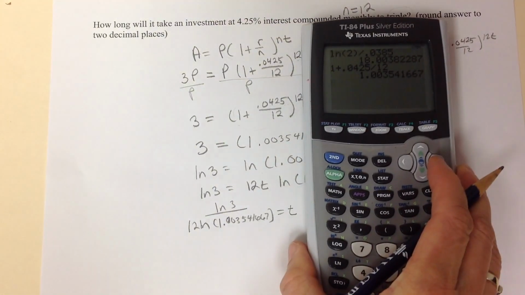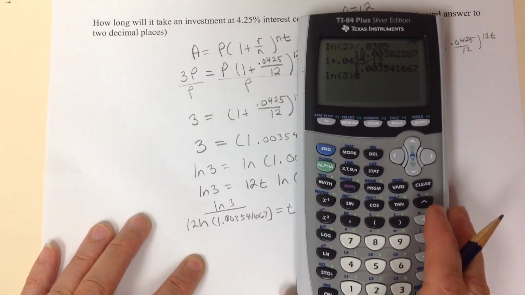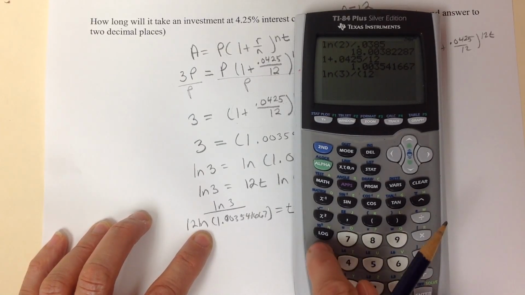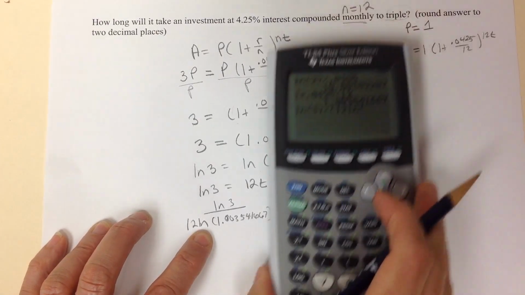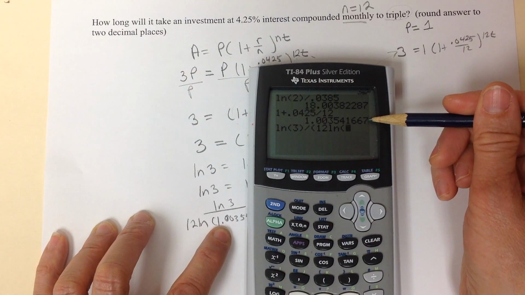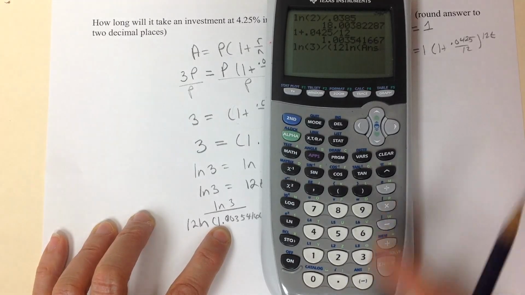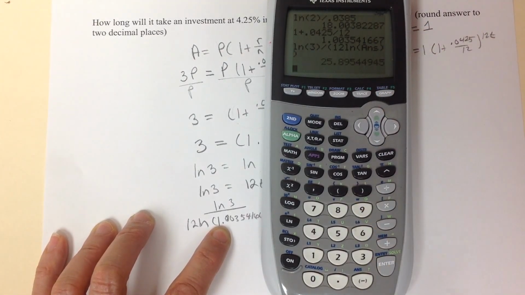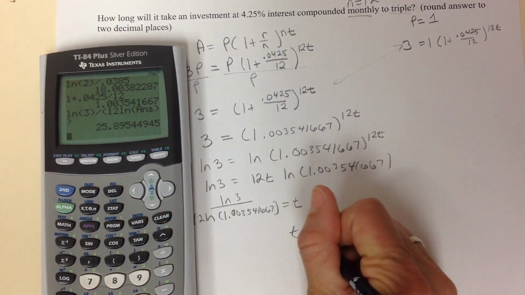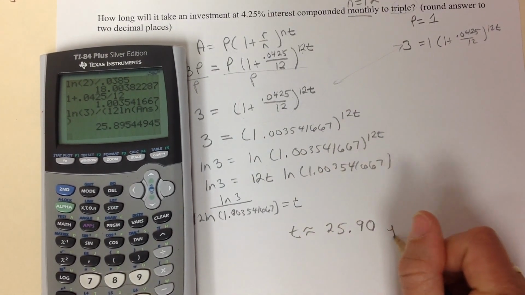Okay, now I'm going to put that in my calculator. I've got natural log of 3 in parentheses, divided by, there is a multiplication in my denominator, so I've got to have parentheses, 12 natural log of, and now I look at my screen and I see I already have that number sitting there that I want to put inside my logarithm. Second, the negative sign above it says ANS. It takes your previous answer, which is what I want. And I get 25.895, so rounded to 2 decimal places, it's going to be 25.90, and this is in years.